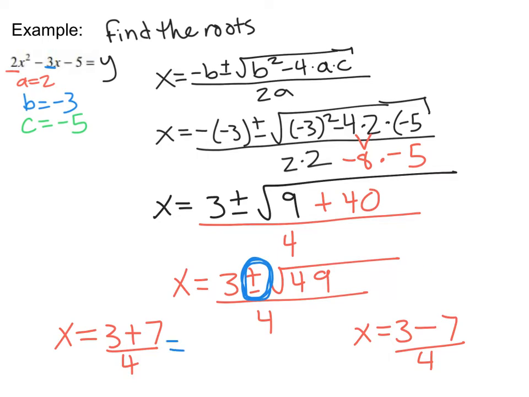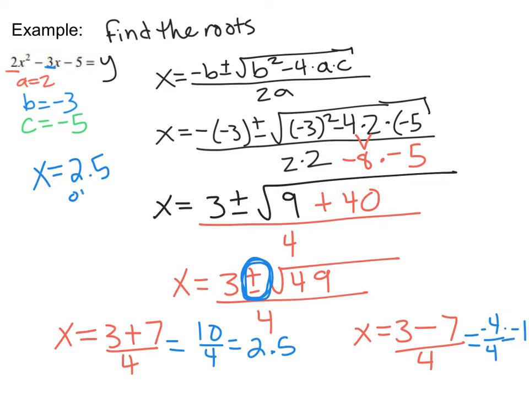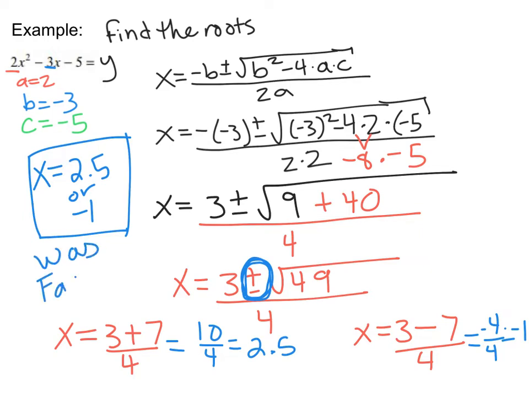And so this one gives me 10/4, and this one gives me -4/4. So I have 2.5 or -1. So x equals 2.5, or -1. Now the fact that this did end up with nice numbers means that it actually was factorable, and I just couldn't figure it out.